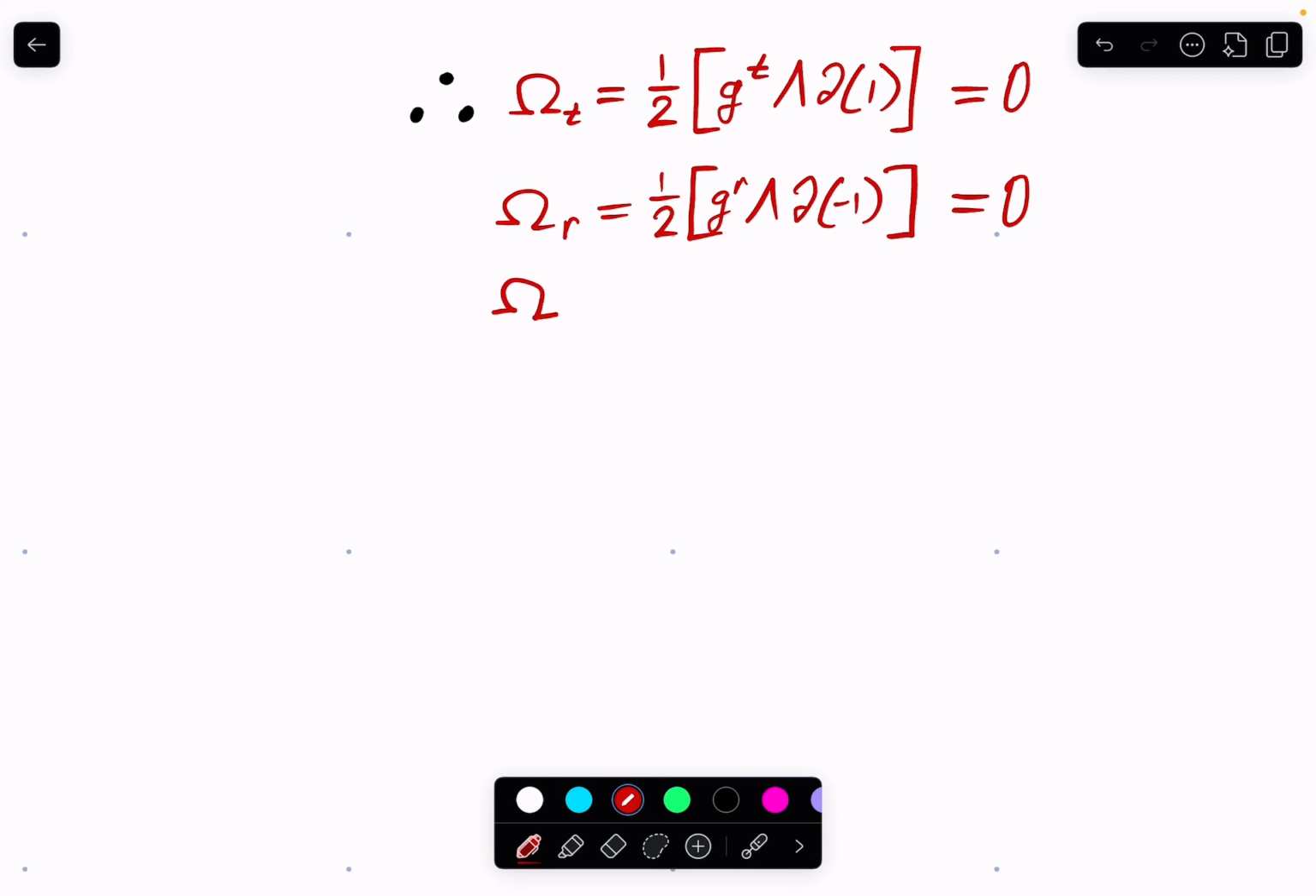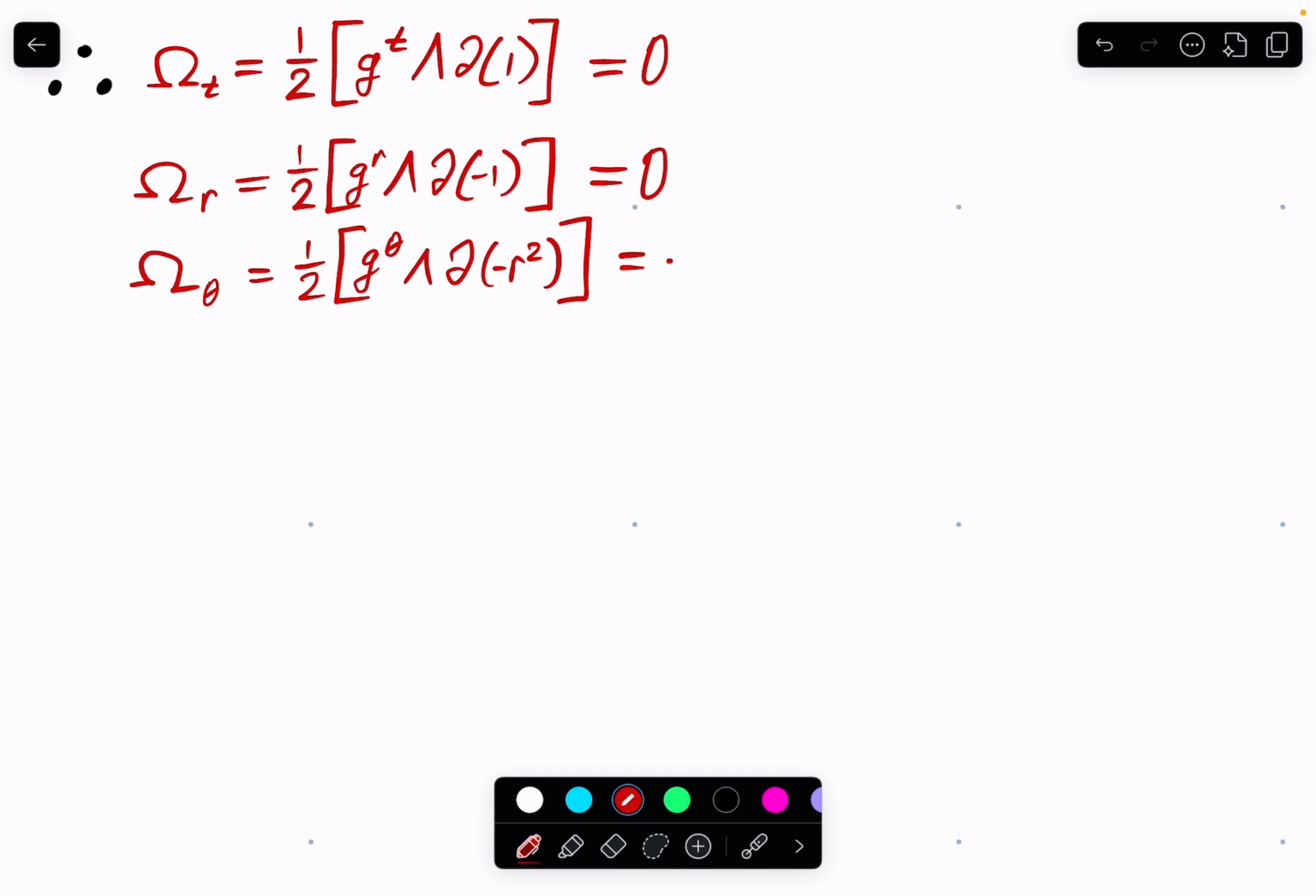And then for omega theta, we have 1/2 g^theta wedge the partial of g theta theta, which is minus r squared. And that is just going to give us minus r g^theta wedge g^r.